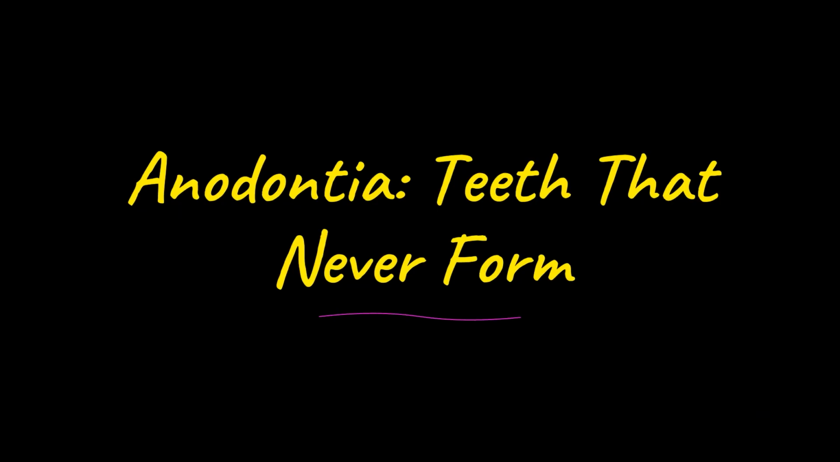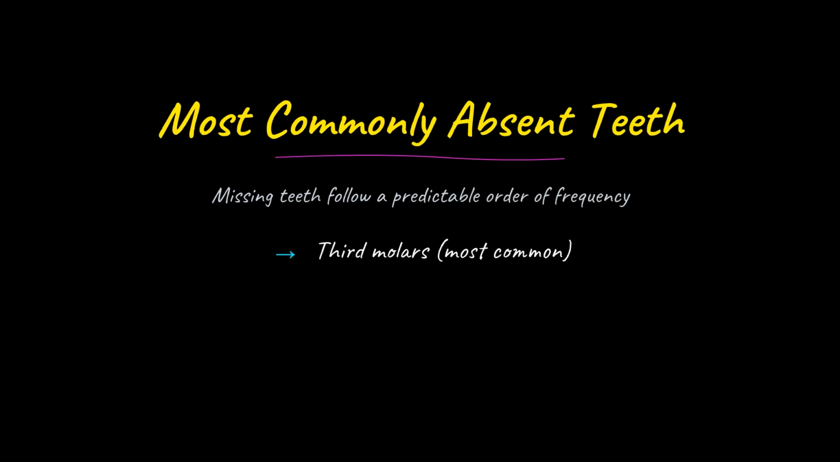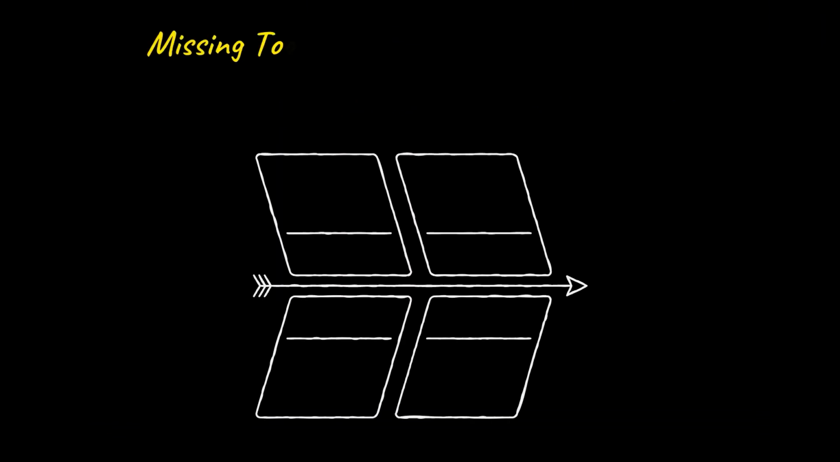Anodontia is the congenital absence of teeth, not teeth that were lost, but teeth whose buds never formed in the first place. Understanding why certain teeth go missing, and how to tell true absence from other anomalies, is the core of this concept. The pattern of absence is predictable. Third molars are missing most often, followed by the maxillary lateral incisors, and then the second premolars. These are the tooth buds most prone to developmental failure.